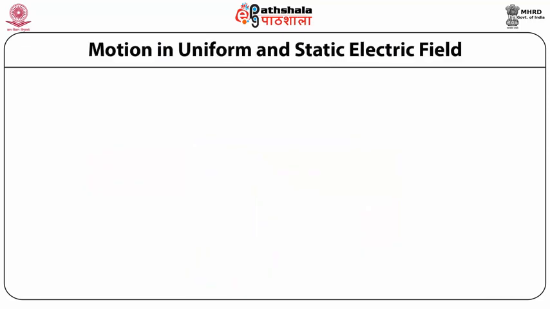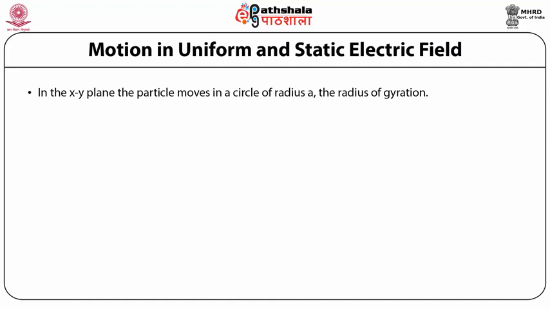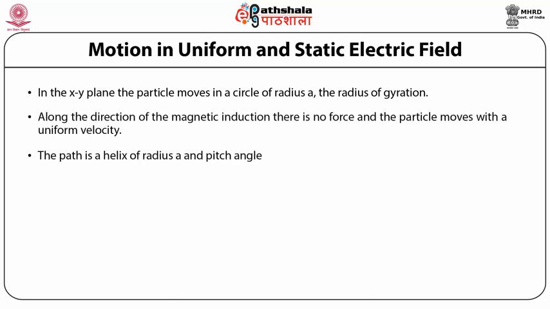The main features of the motion are: in the xy plane, the particle moves in a circle of radius a, called the radius of gyration. Along the direction of magnetic induction, there is no force and the particle moves with a uniform velocity. The path is a helix of radius a and a pitch angle alpha, which is equal to tan inverse of vz by omega B a.